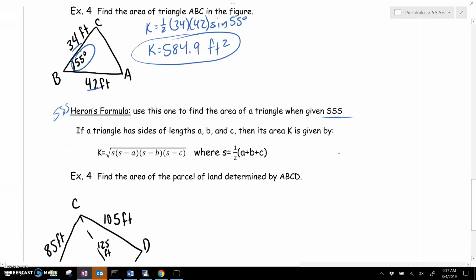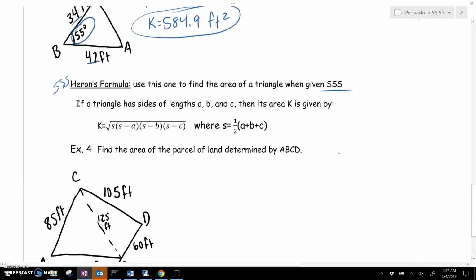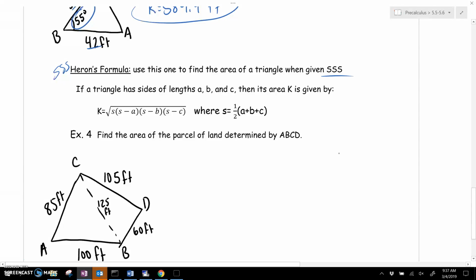We're going to use this thing called Heron's formula. And the actual formula itself to find area is K equals the square root of S times S minus A times S minus B times S minus C, where A, B, and C are the three side lengths. The confusing thing is we have this weird thing that's S. So we have to calculate that first. The S, which you just do 1/2 of the three sides added up. So half of the perimeter, basically. And then you use the K formula.